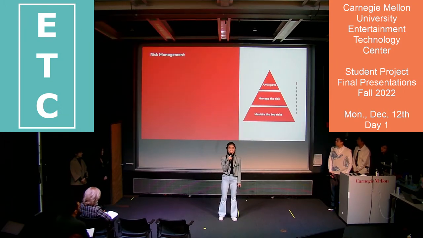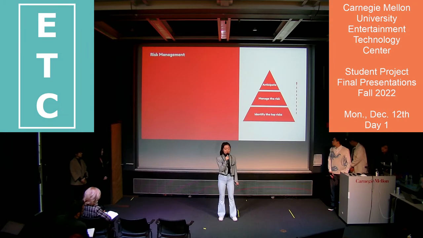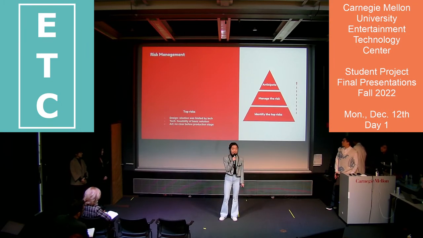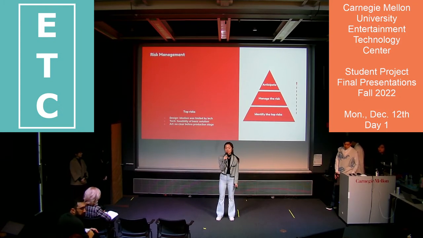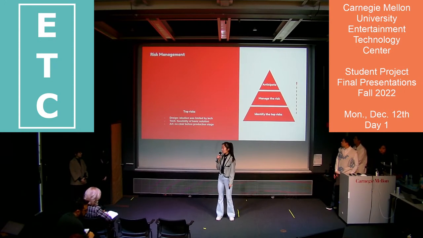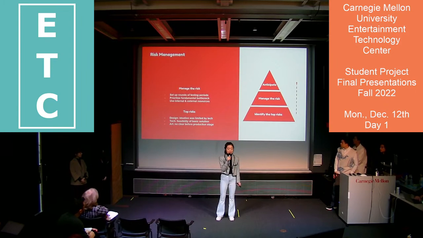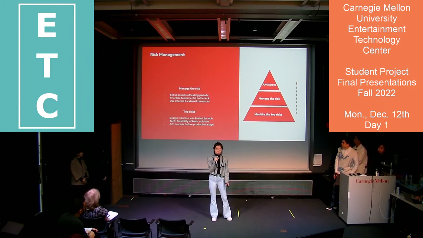And the second one is how to manage the risks. So the first one is to identify the top risk of this project. It's actually in the pre-production side, our designers and artists are a little bit blocked and limited by the technical feasibility. And for the tech, we were actually facing a lot of uncertainty in the very beginning of this half semester. And then we managed this risk by three methodologies.